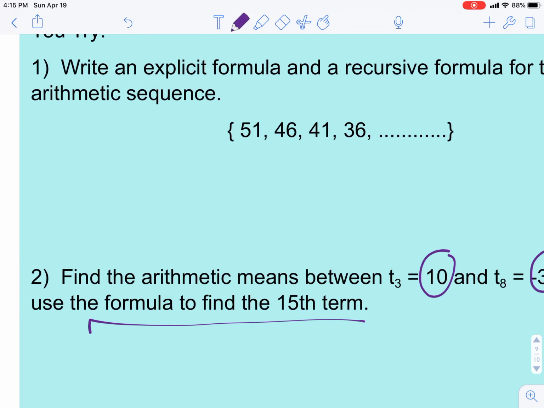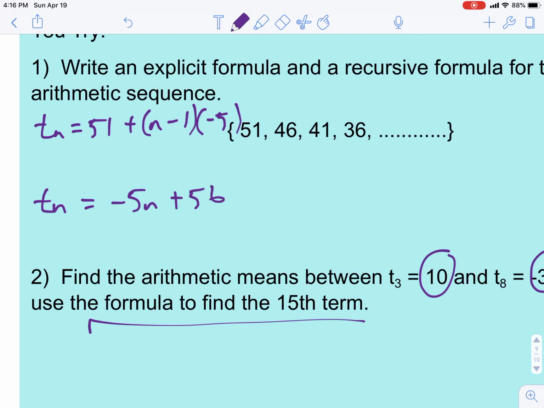Explicit, we want to have Tn equal to the first term, 51, plus the number of terms, which we don't know, because it's the explicit formula, and we're just using this to find the nth term. And then we can see that the pattern's going down by -5. So that's the explicit formula to start out with, and then we distribute and do all that work, and your final answer should be -5n plus 56.